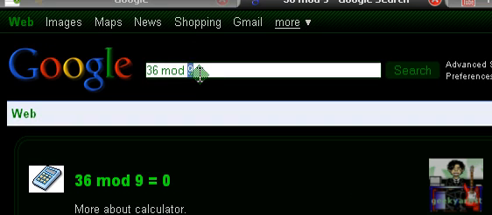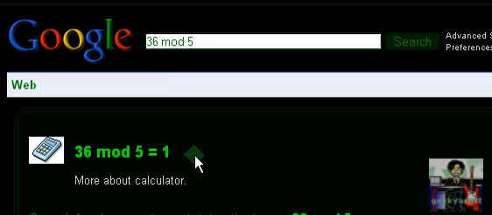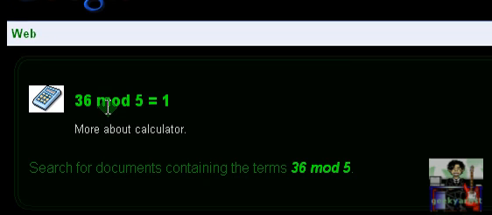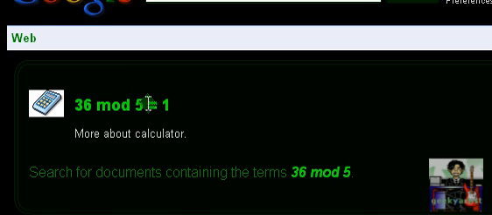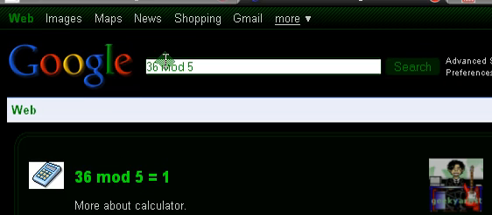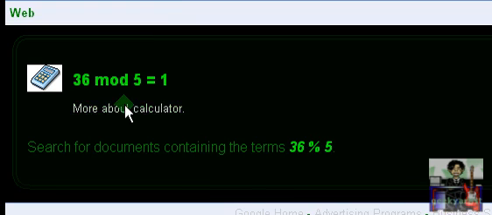So if it's not divisible, let's say 5, it will return you the remainder, which is 1. That means that 5 is not a factor of 36, or the other way around, 36 is not divisible by 5. So that is modulo. You can also use the percent symbol instead of mod. It will just give you the same result.